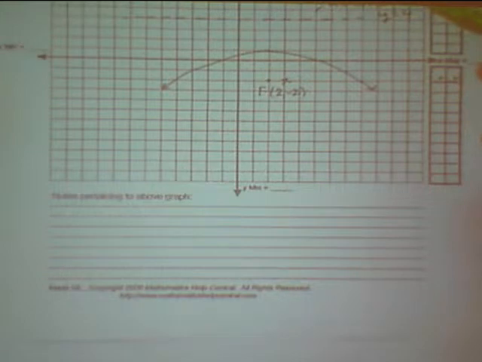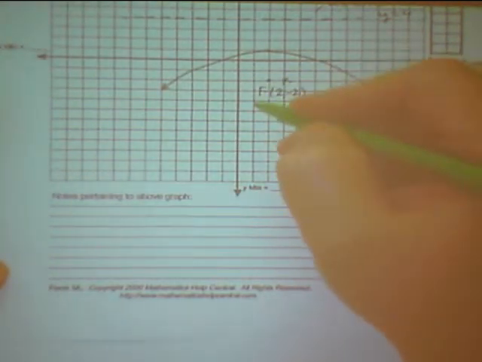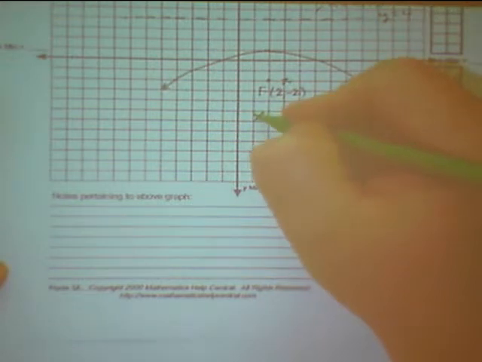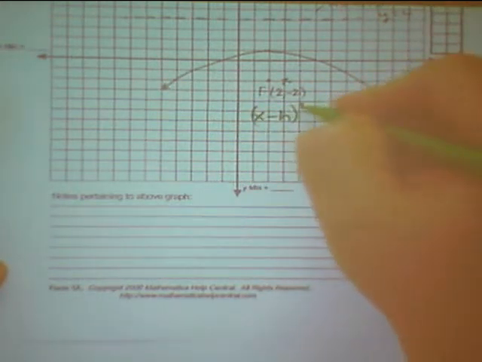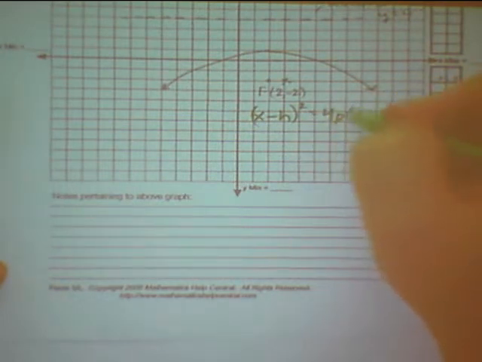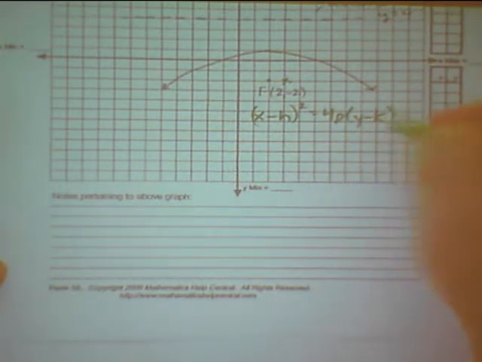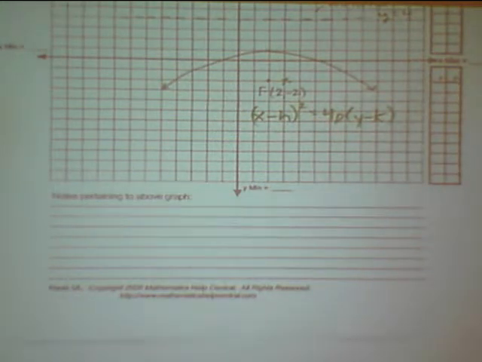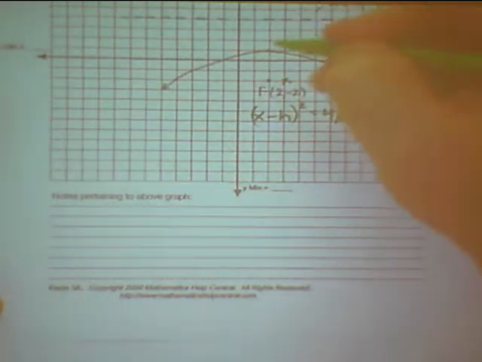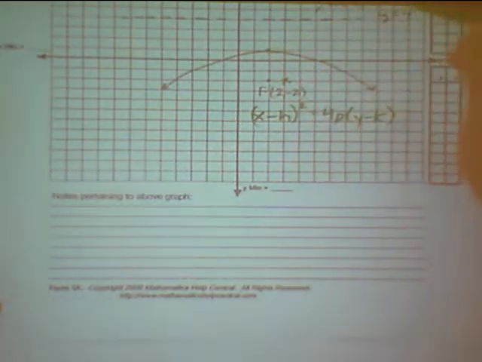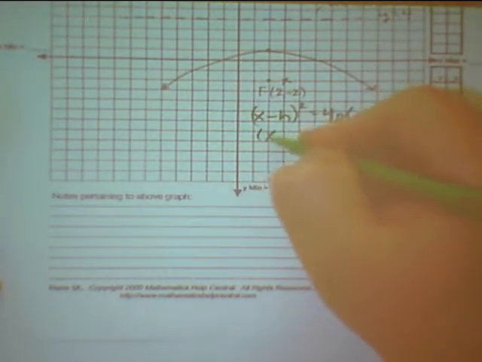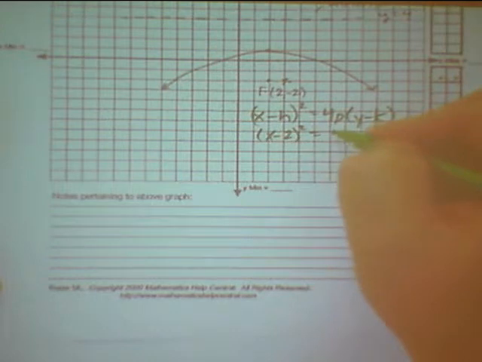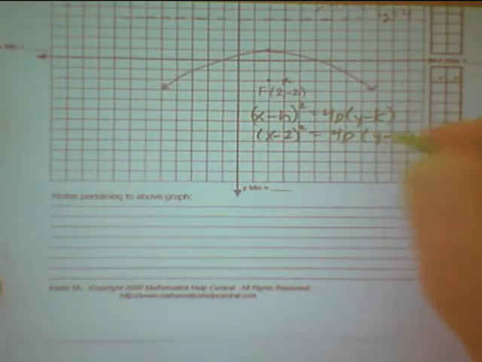Well, since this opens down, I know it's a parabola where I'm going to have the x squared. So my starting point is going to be x minus h squared equals 4p times y minus k, right? So that's the standard equation. Now, they did not label it, but actually, right here is the vertex. Looks like it's at (2, 1). So I can go ahead and plug in x minus 2 squared equals 4p times y minus 1.